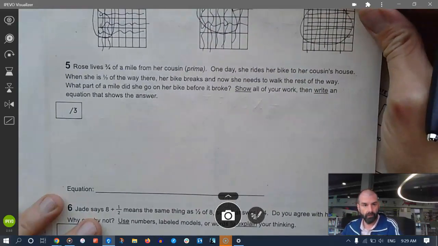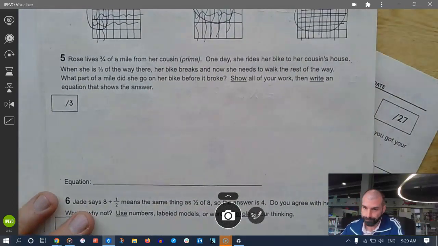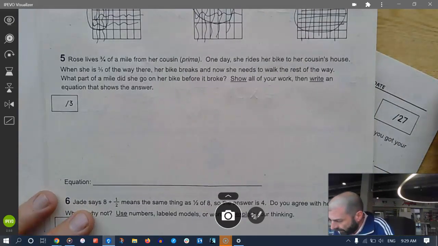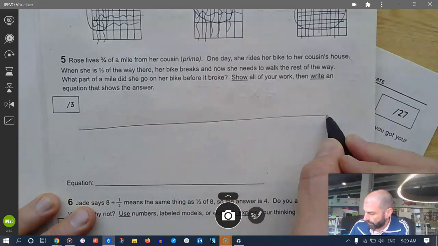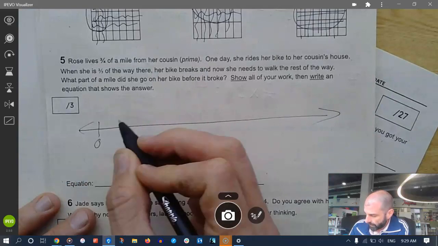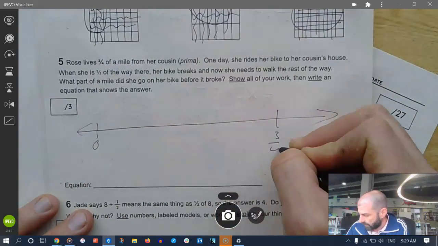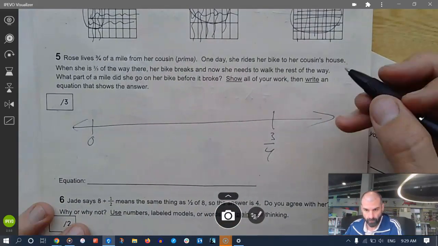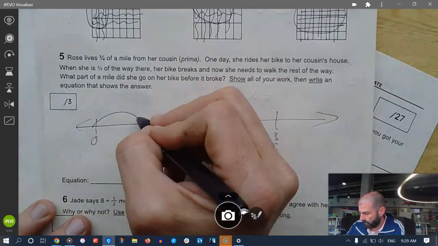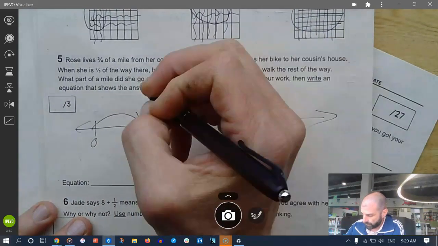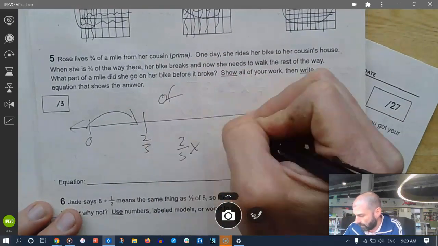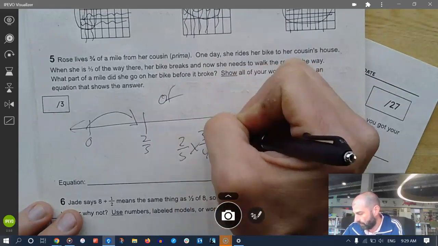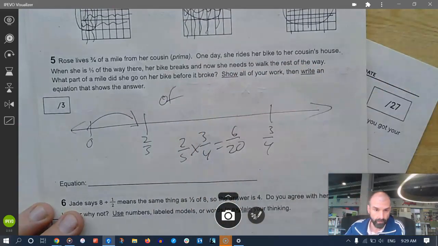All right, cool. And 5: Rose lives 3/4 of a mile from her cousin. One day she rides her bike to her cousin's house. She's 2/5 of the way there. Her bike breaks, and now she has to walk. What part of a mile did she go on her bike before it broke? So here's her house. Her cousin lives 3/4 of a mile away, and she went something like 2/5 of the way there. So this is 2/5 times 3/4 equals 6/20 or 3/10.